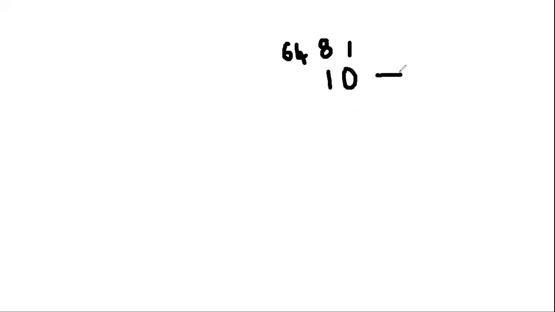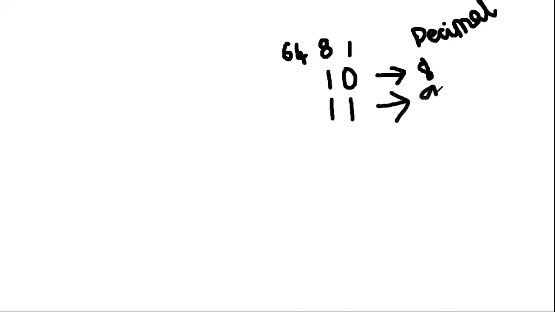This is my decimal equivalent. Please remember, I am sorry for the handwriting. This is my decimal equivalent, that is the number 8. That is written as 10 in the octal number system. How will I write 9? 1 of 8 plus 1. This will give me 9. How will I write 10? 1 eight plus 2. This will become 10.